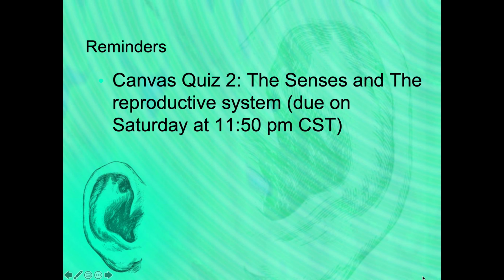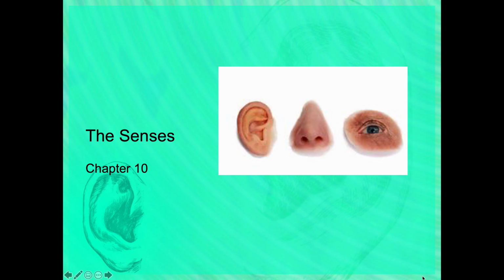Couple of reminders for you guys. You have a Canvas quiz that is going to be due for the senses and the reproductive system, which is what we're going to cover today. I will start with the senses first. But your Canvas quiz is going to be due on Saturday at 11:50 p.m.